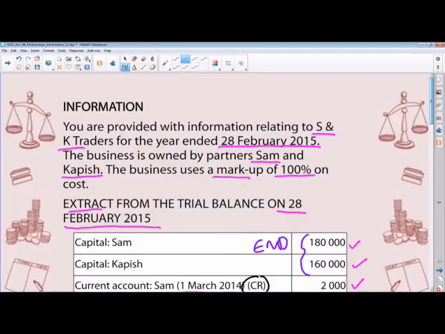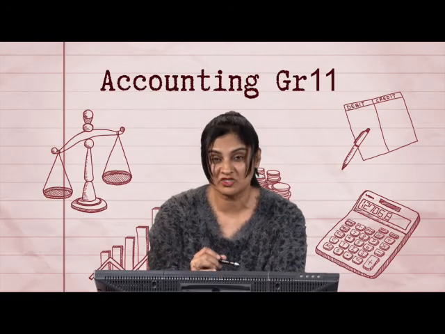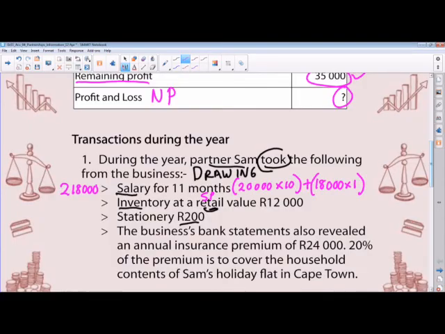Remember, at the beginning of the exercise, they gave us the markup of 100% on cost. In other words, whenever the partner takes stock out of the business, we record this at cost price, not at selling price. So that 12,000, I'm going to now use the markup of 100% and work out the cost price, which is very straightforward. So if I take 12,000 times 100 divided by 100 plus markup, which is also 100, so I'm going to divide that by 200, I should get the cost price of the inventory that he took out of the business, an amount of 6,000.